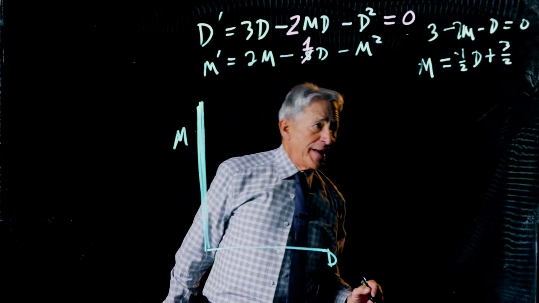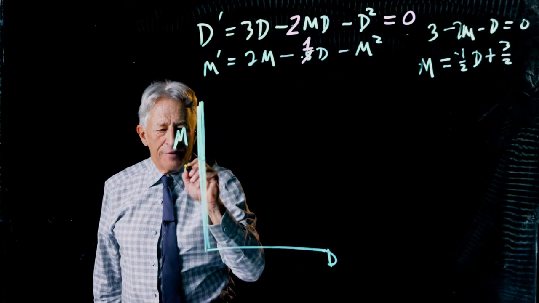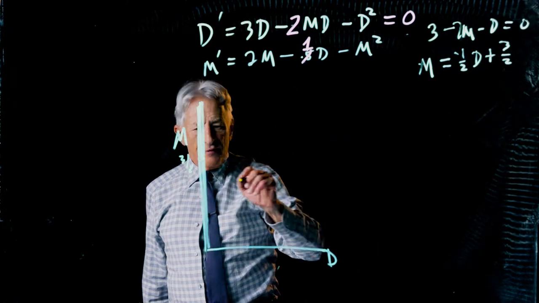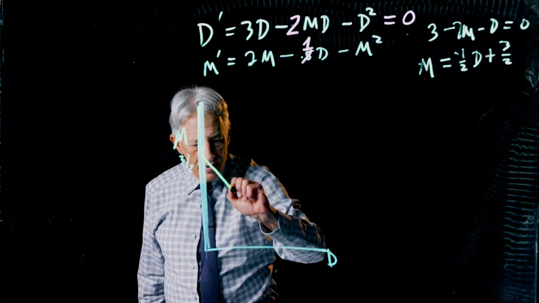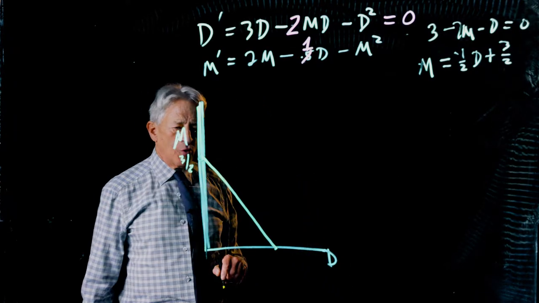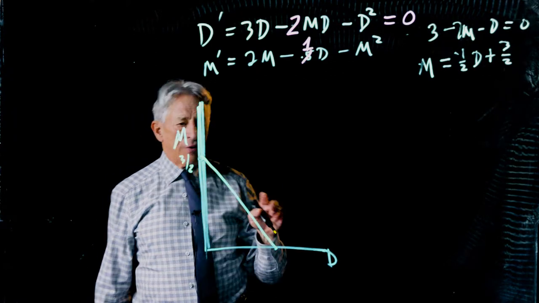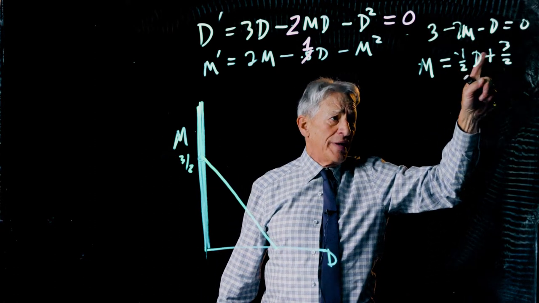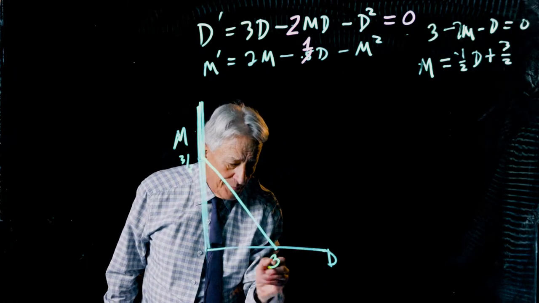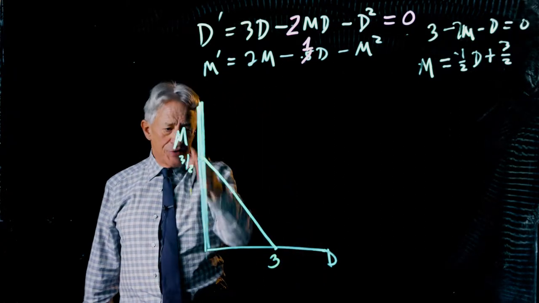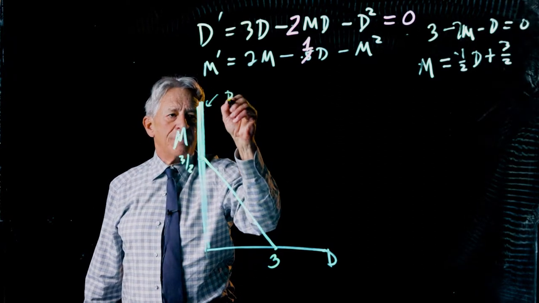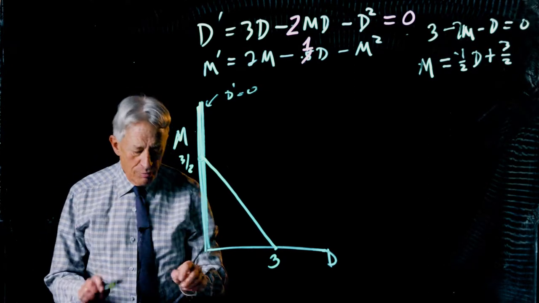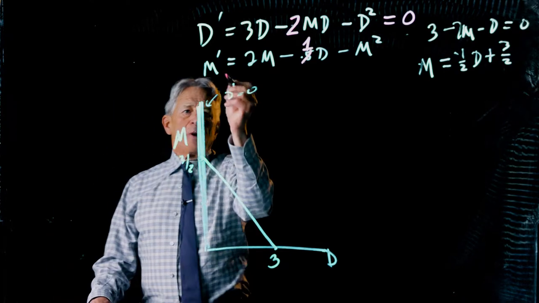So we know how to graph that. We go to 1.5 here, or 3 halves. That's the intercept. And now we want a line of slope minus 1 half that's going to go through that point. And where is that going to be 0? M equals 0 when minus 1 half d equals 3 halves, when 1 half d equals 3 halves. That is to say d equals 3. So here is the d prime null cline. Now let's do the m prime, the m null cline. So m prime equals 0.